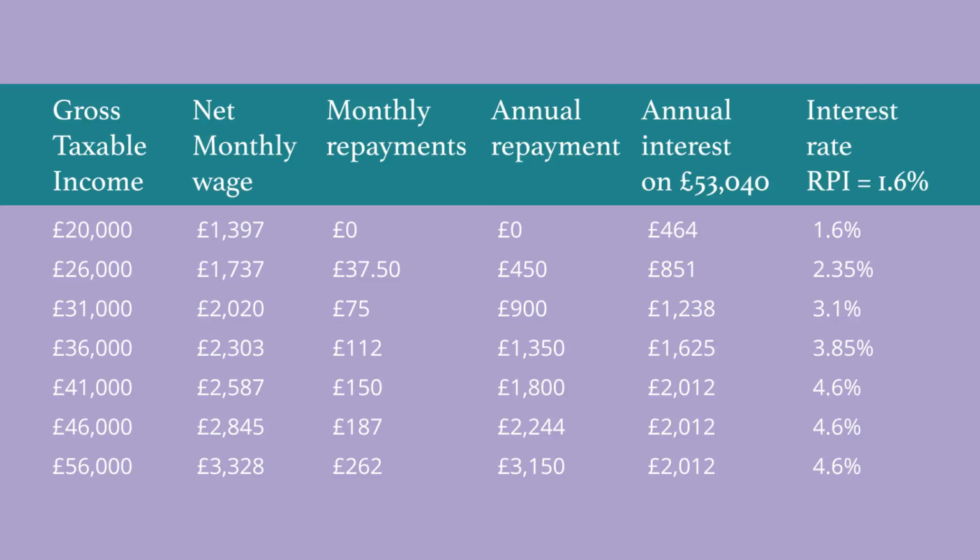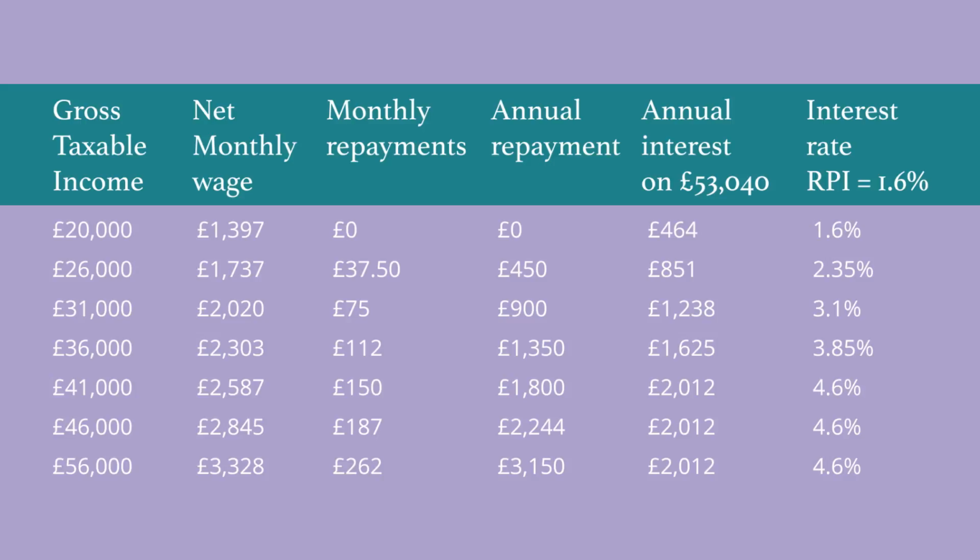The threshold to trigger repayments on your student loan is currently £21,000. If you're earning below that threshold, you won't be required to make repayments, but your loan will still accrue interest. Once you earn over that threshold, you'll start making repayments.